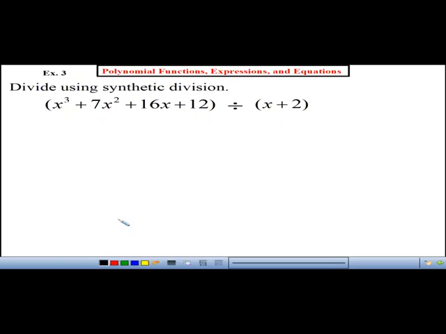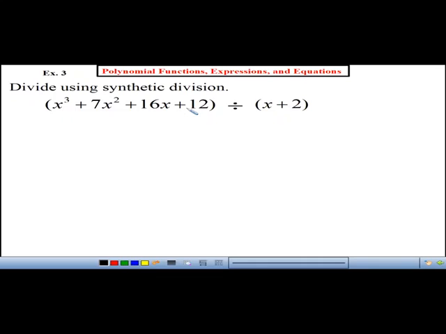Look up, please. First thing I want you to notice: the dividend has coefficients. Is that correct? What is the coefficient here? 1, here 7, here 16, and here it's a constant, so we'll just use a constant. However, is it in standard form? Let's see. 3, 2, 1, 0. Yes. Are there any powers missing? No. All right, so here we go. Writing utensils down, look up to the screen. Here goes the process.